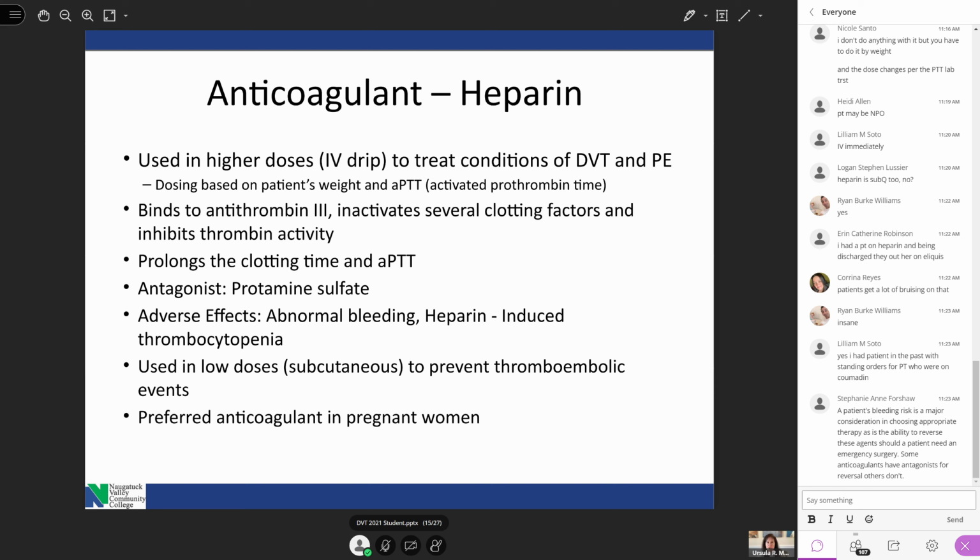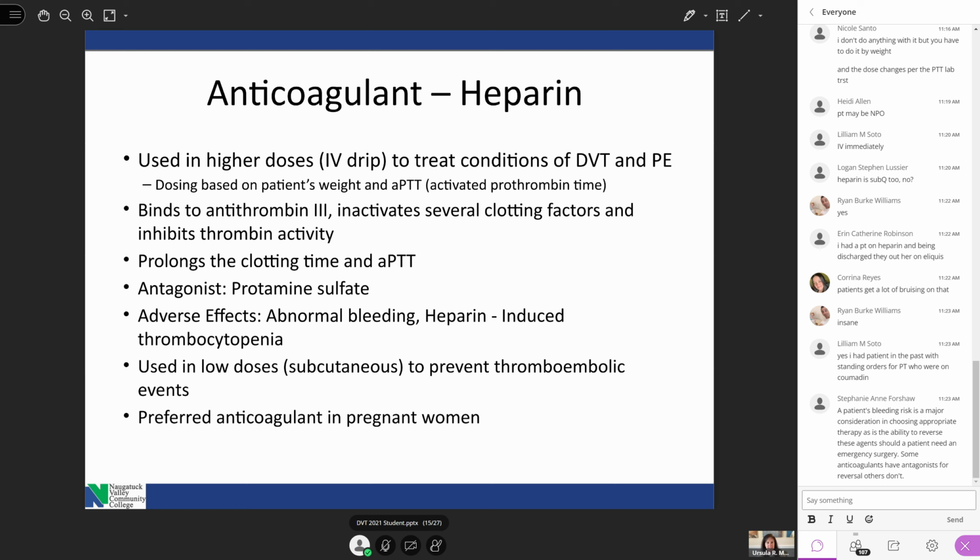Right? So that's what we use as an anticoagulant versus the prophylaxis. The prophylaxis is just to prevent it. Once they have it, they need a higher dose of IV. So it's used to treat the condition, okay? It's used to treat the DVT or the PE. It's based on the patient's weight.